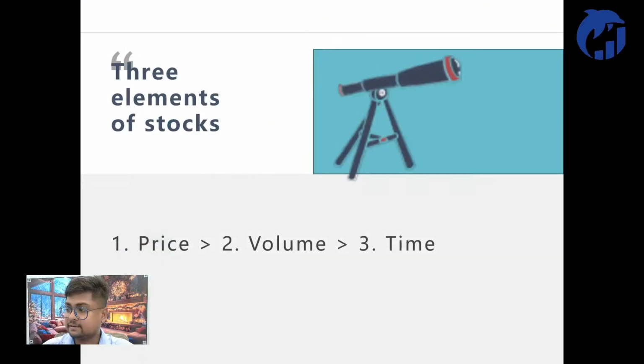Second, we have volume. So let's add the volume indicator here. Second, we look at the volume. These are the levels of volume we can see here. Secondly, we consider volume, and third, we consider time. So what are the factors which we can see?